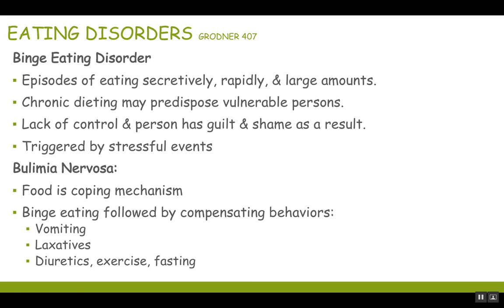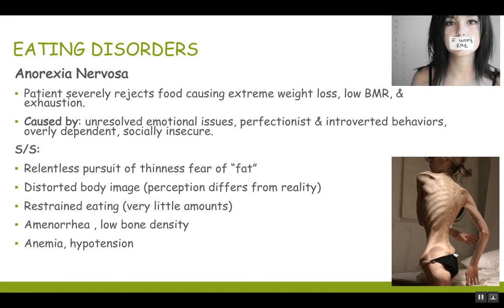And then you look at anorexia, and anorexia is out there, right? These patients severely reject food, and it causes extreme weight loss. They have a very low BMR, and they're very exhausted, right? And it's caused by often unresolved emotional issues. They have perfectionist behaviors. They may be introverted in their behaviors as well. They may be overly dependent on people or socially insecure about themselves. And so typically anorexia is a result of some unresolved emotional issue.